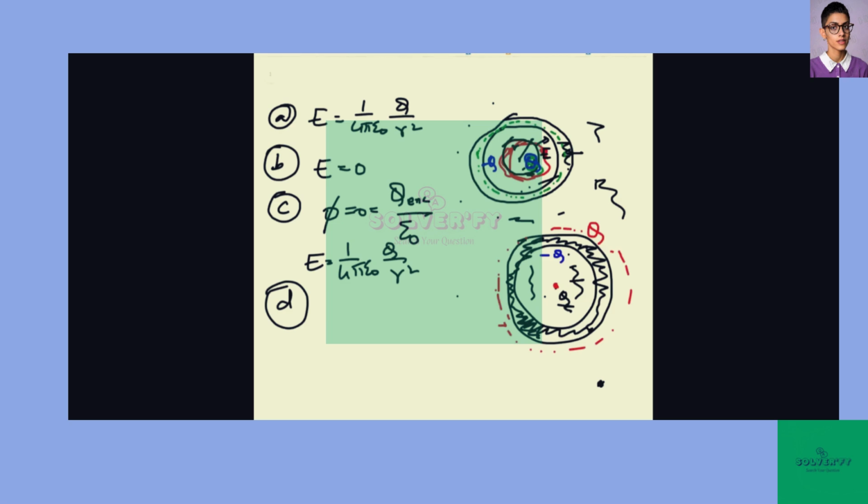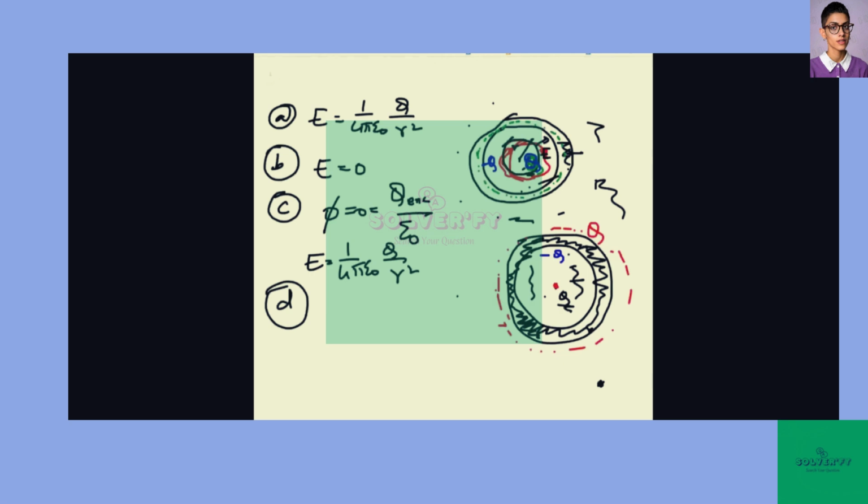And what about the induced charges? As we've already seen, it has induced a charge of minus Q on the inner surface and a charge of plus Q on the outer surface, which means this plus Q charge has induced these two charges on the spherical shell. That is it.